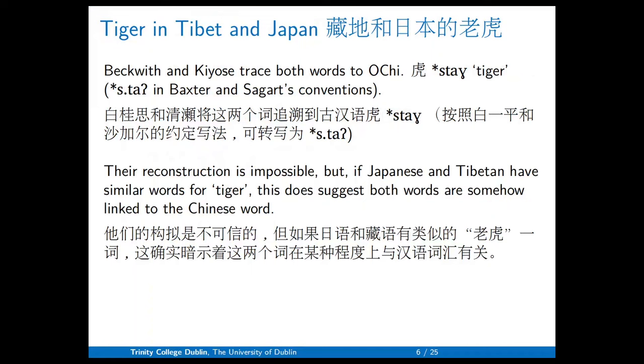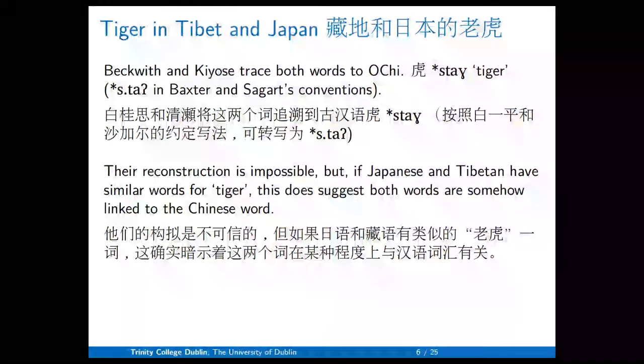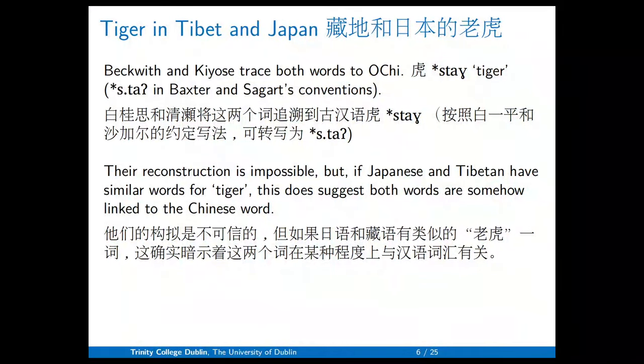But if Japanese and Tibetan, we think of as having similar words for tiger, and somehow they do, right? They both have a T and then a vowel and then some kind of consonant at the end. So stag and tora could be somehow related, especially because Japanese would have added a vowel there. They do that in Japanese; they always add vowels for phonotactic reasons. So maybe the Japanese and Tibetan are related. If they are, they would have to come from China, because China is the place between Tibet and Japan.